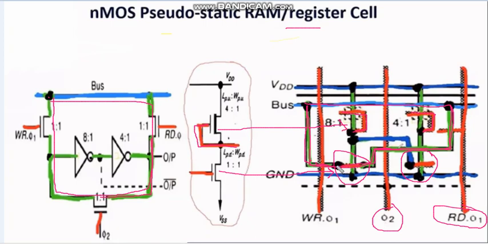So the input is across this point and the output is across this point for this inverter. The input is across this point and the output is across this point for this inverter. Very simple, this complete path. The output is connected to the other input here. I hope you understand. So this is a combination of two inverters.